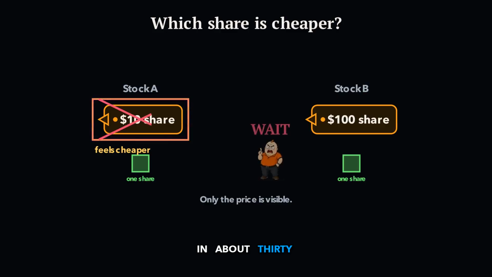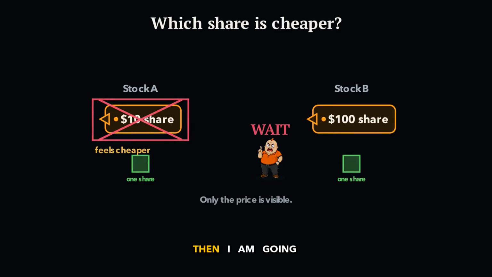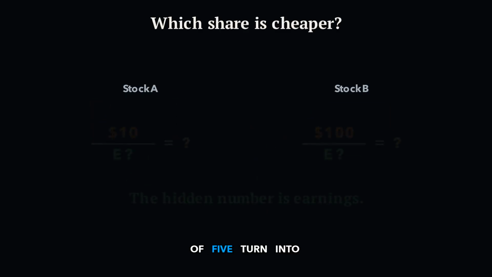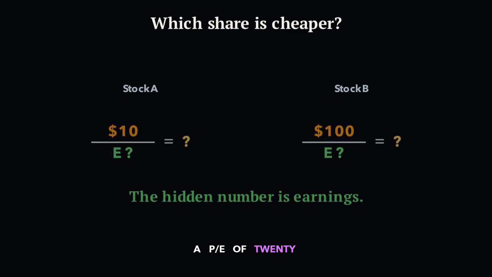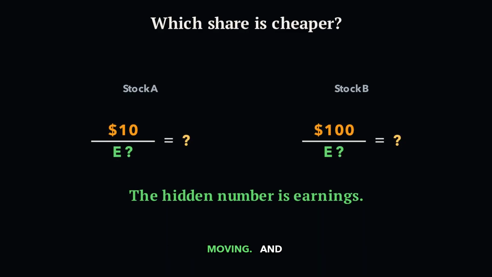But in about 30 seconds, I'm going to make the $10 stock the expensive one. Then I'm going to make a PE of 5 turn into a PE of 20 without the stock price moving. And near the end, I am going to show 4 companies with the exact same PE that are not the same investment at all. That is why stock price alone is a trap.